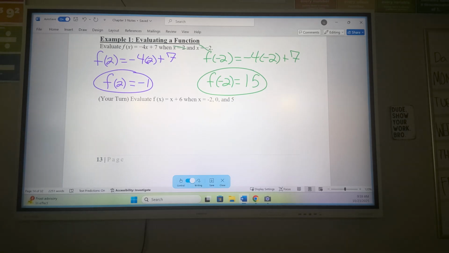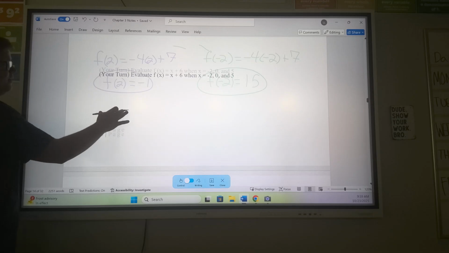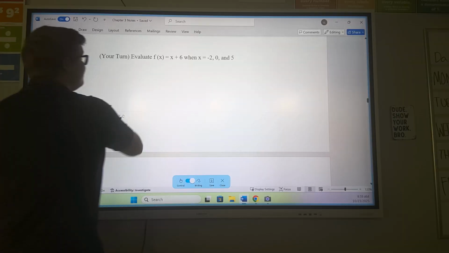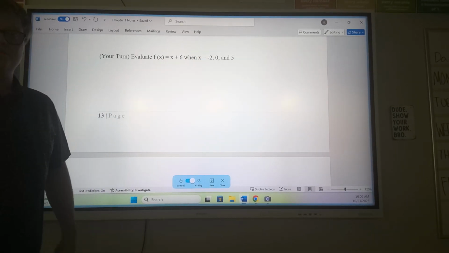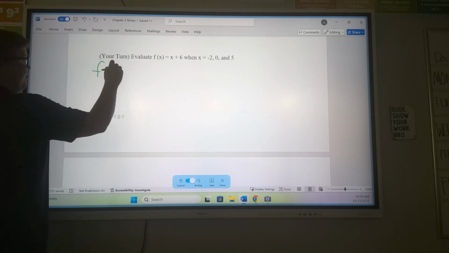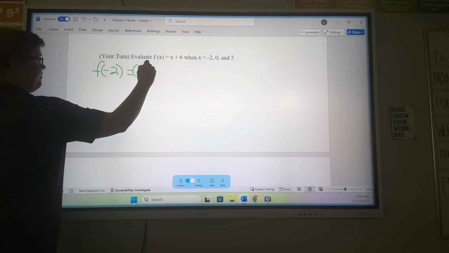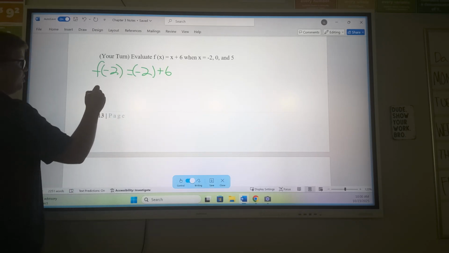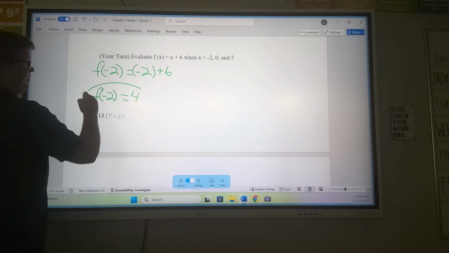Okay. Now, all we have to do is the exact same thing that we just got done doing. We're evaluating this function, f of x equals x plus 6, and we're plugging these three numbers in for x. That's all we are doing. So we have f of negative 2, which equals negative 2 plus 6. So negative 2 plus 6 is 4. So when I plug the negative 2 into this equation, I got 4.